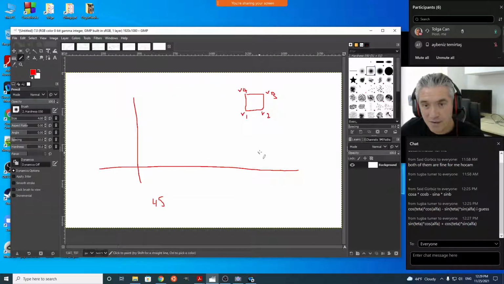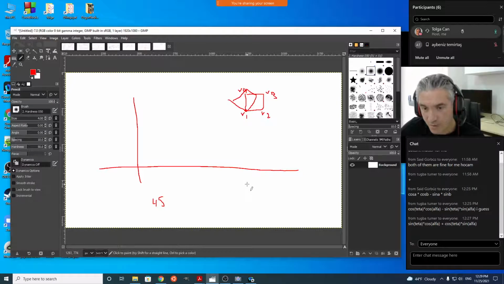Now, here's the thing I want you to think about. I want to rotate this square not around origin, but around v1, around some pivot point, 45 degrees. Okay, so rotate this cube around v1, 45 degrees. How would you establish this?